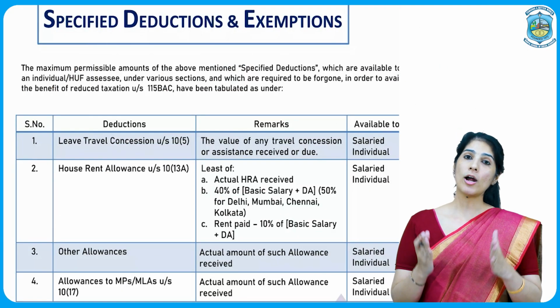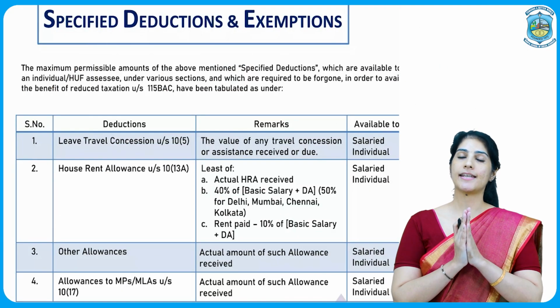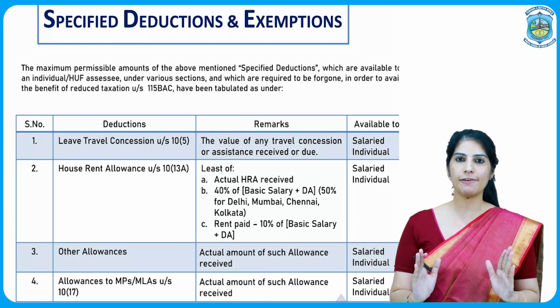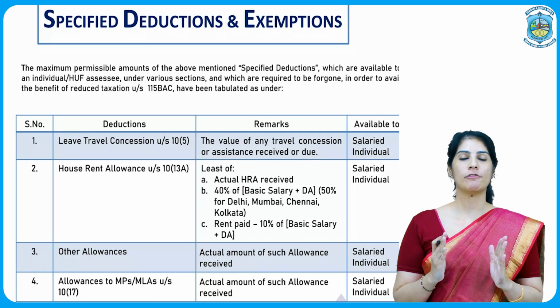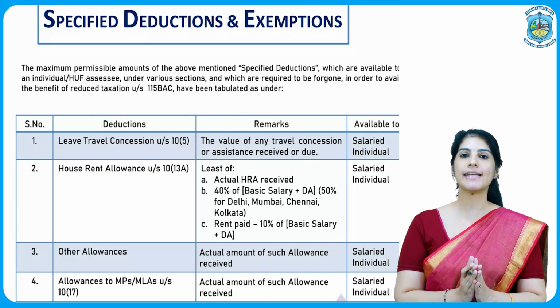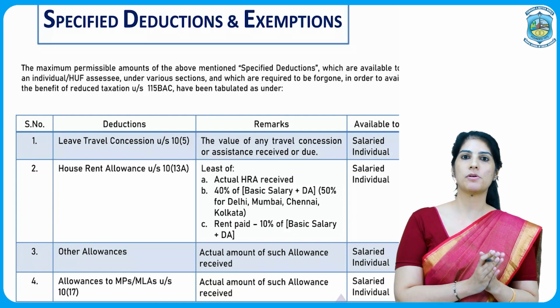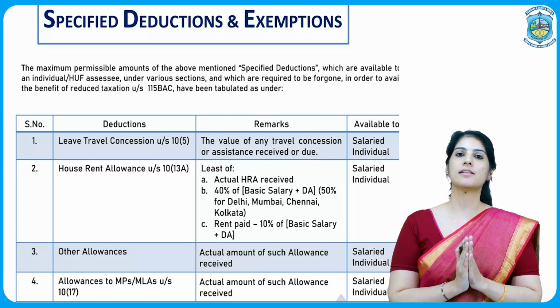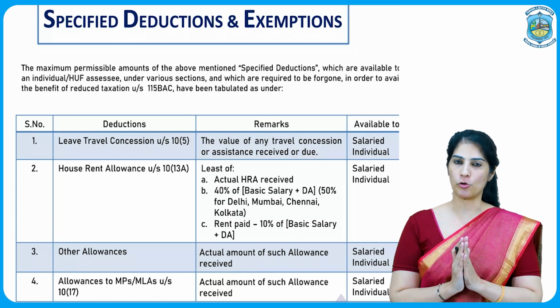Now, what are the exemptions and deductions that you will forego or have to sacrifice if you opt for the new tax regime? That is very important for every taxpayer, whether an individual or Hindu undivided family, to know. So these are the deductions that you will have to forego.